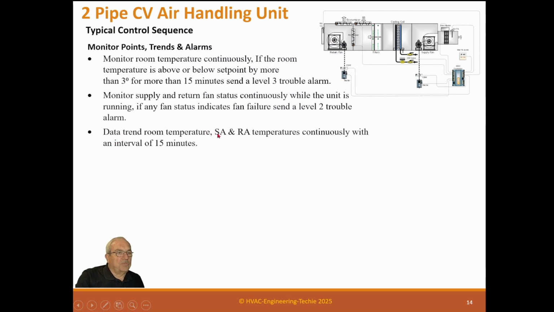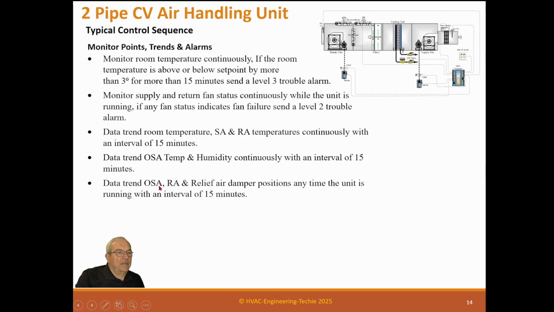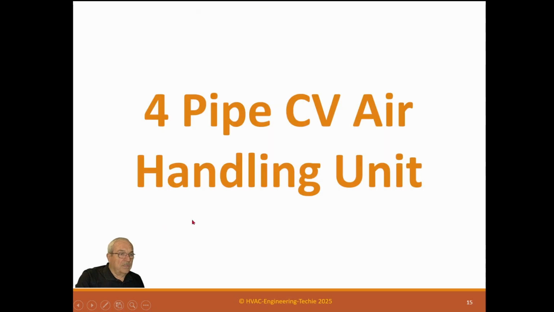Data trend room temperature, supply and return air temperatures continuously with an interval of 15 minutes. Data trend outside air temperature and humidity continuously with an interval of 15 minutes. Data trend outside air, return and relief air damper positions anytime the unit is running with an interval of 15 minutes. Data log the time of all motors reset by operators or maintenance. We're going to keep track of the run time of the motors.